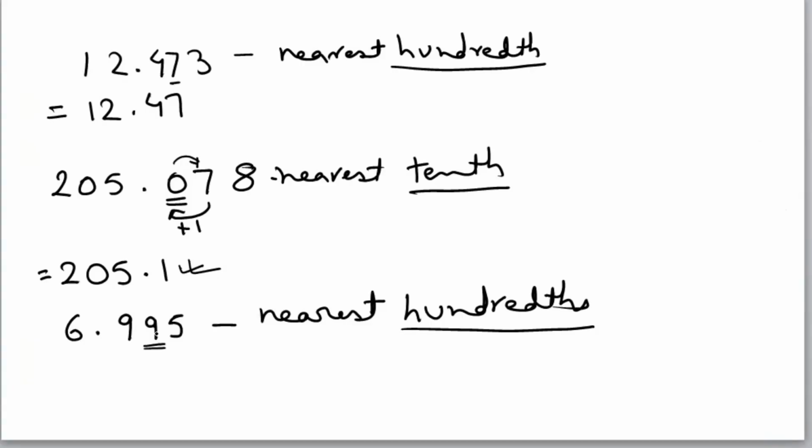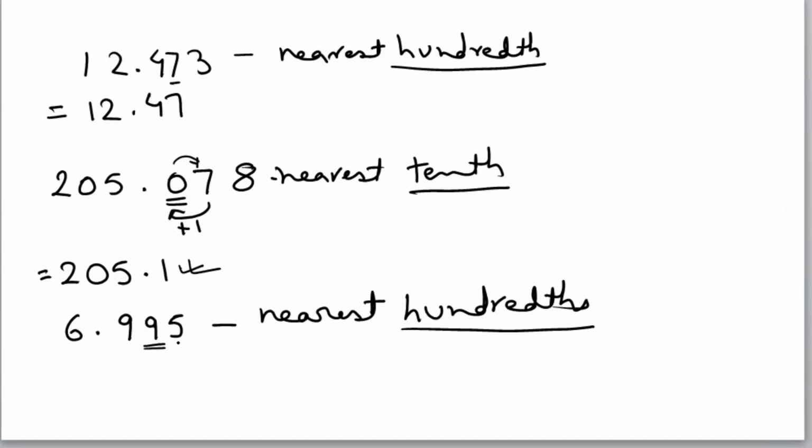So on the right side of the 100th place, which digit is it? It is 5. Now we have to find out whether 5 is greater than 5 or smaller than 5. And it says in the rounding of decimals, if the digit is 5 or greater than 5, then we have to round it up. Here it shows 5. It means we have to round it up because it must be 5 or greater than 5.